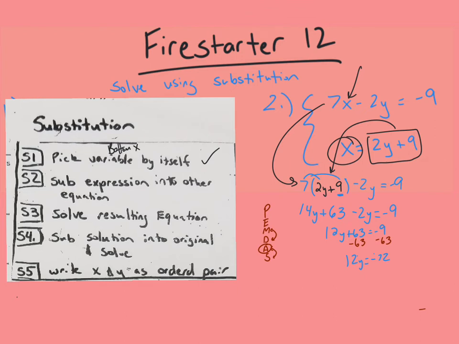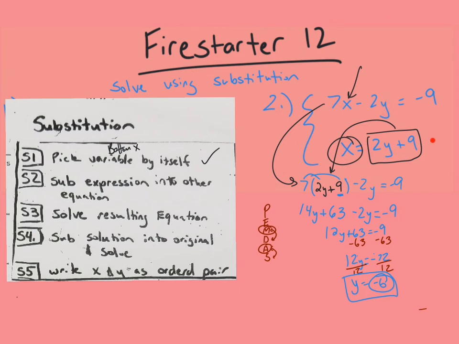Now I have to get rid of my multiplication, because 12 times y equals negative 72, so I divide both sides by 12. Negative 72 divided by 12, I end up with y equals negative 6. I'm going to write that a little better. That's my first answer. So once I get that, I'm going to substitute my answer. I'm going to take negative 6 and plug it into either the top or the bottom. It doesn't matter. I could plug it in here for y, or I could plug it in here for y.